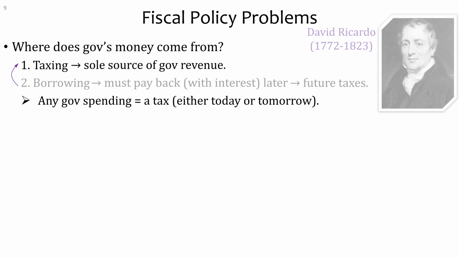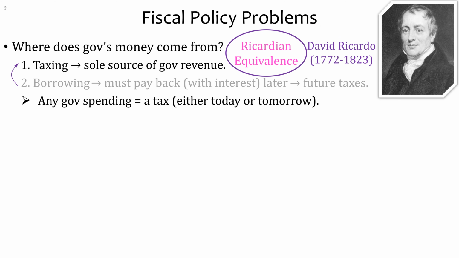This was a great discovery of David Ricardo, and that's called the Ricardian equivalence. This is why the policies in the Great Depression and Great Recession didn't work. This is why fiscal policy never works. It's because of the Ricardian equivalence.